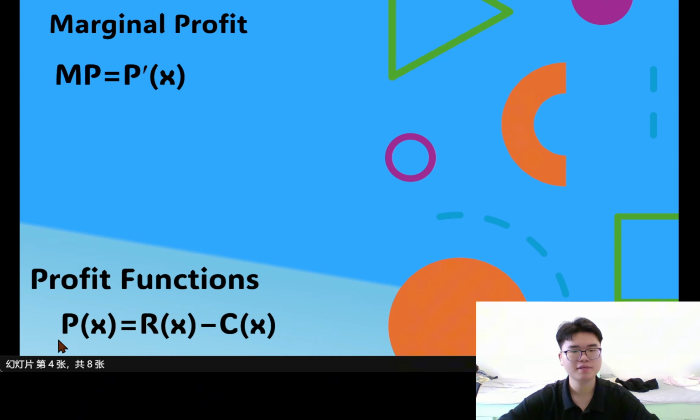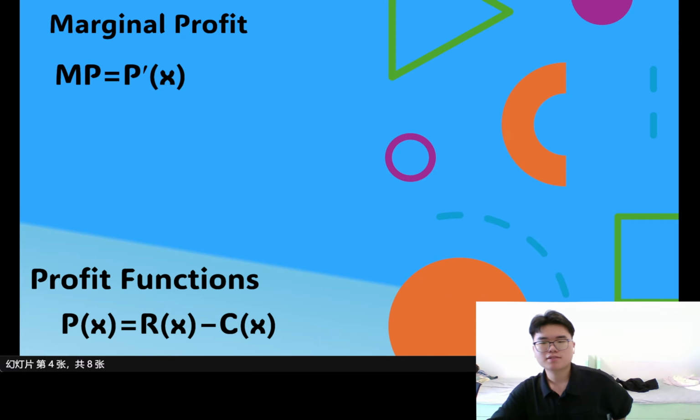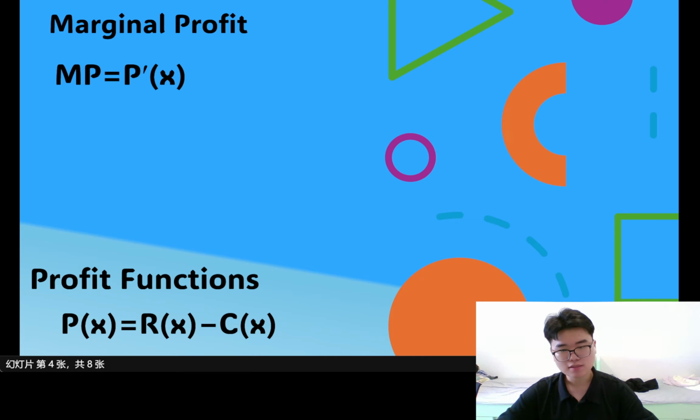part, the profit function P(x). P(x) equals R(x) minus C(x). It describes the net profit. It's the difference between the revenue function and the cost function. The profit function reflects the economic benefits of the company, and it's very important for measuring the company's operating results.